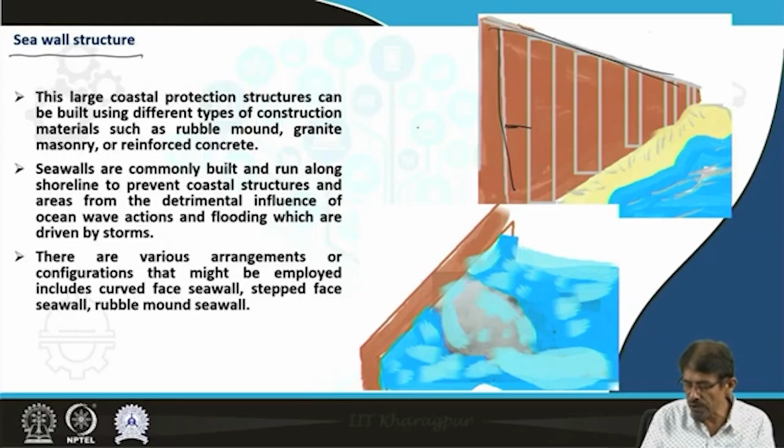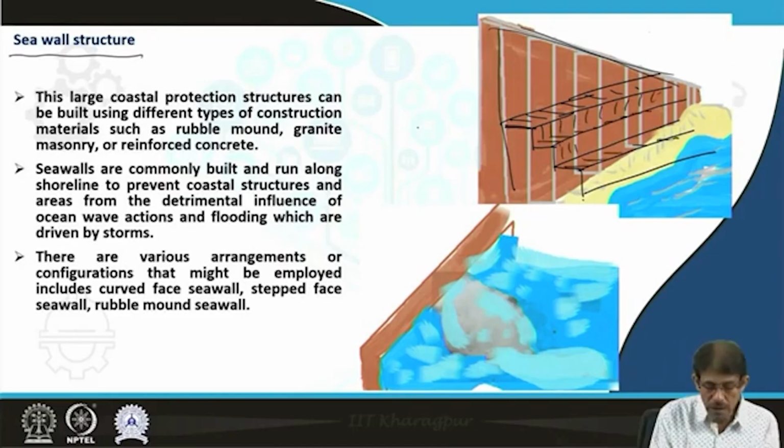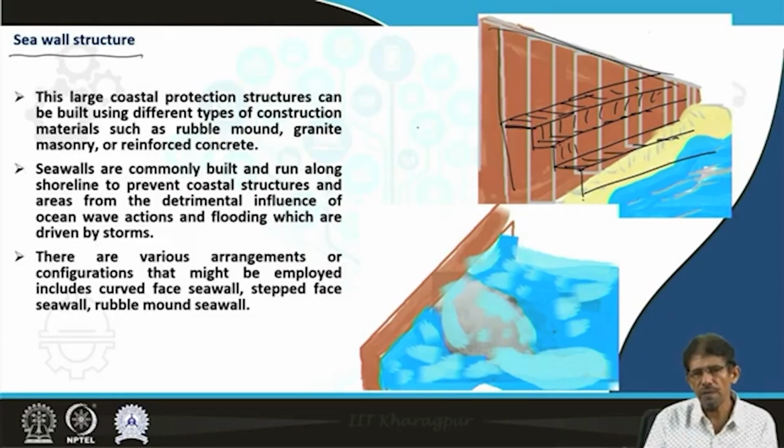Here that was the opposite direction. Here we create ladder-type structures so that people can use them for morning and evening walks and enjoyment. These large coastal protection structures can be built using different construction materials such as rubble mound, granite, masonry, sandstone, reinforced concrete, boulders, etc. If the material used for construction of such walls is located near the shore, that is economical, and if it is transported from a far area, then it is costly and not economical.